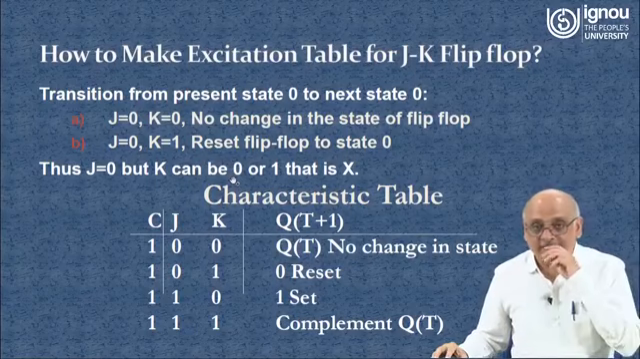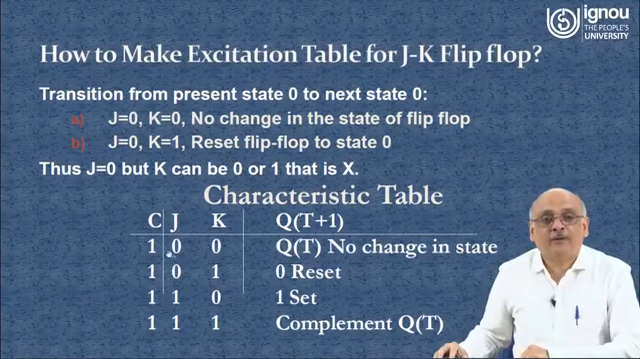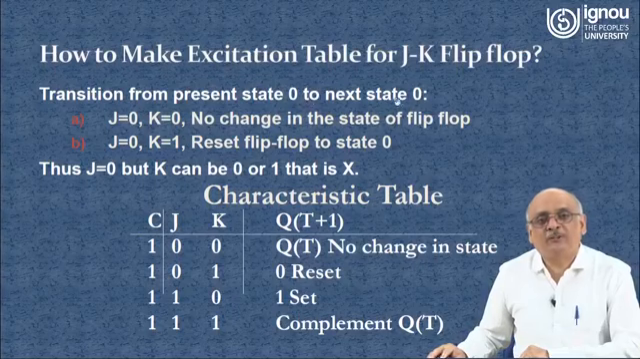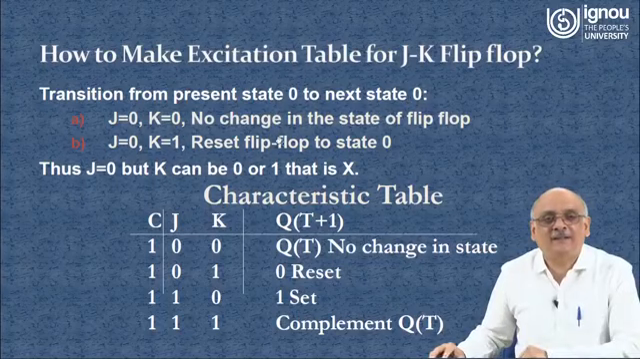Now how are these states possible? Look into the characteristic table. The present state, what we are saying, is 0. What is the next state? 0. So if we use J and K as 0, there is no change of state as far as the next state is concerned. So 0 will remain 0, right? For J equal to 0, K equal to 0, there is no change in the state of the flip-flop. That means the transition from 0 to 0 is there, right? Transition from 0 to 0, that is how we state it.